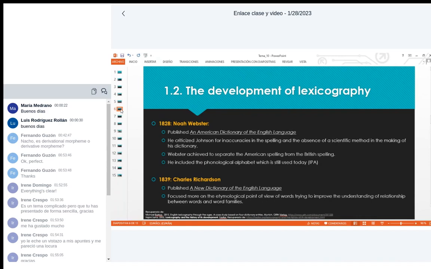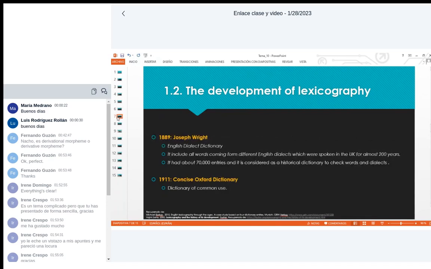By 1839, Thomas Richardson also published a new dictionary of the English language, where he focused more on the etymological point of view of the words. So that's the etymology, that's the word formation, to improve the understanding of the word and the families of words. Again, to explore the lexicon aspect of the language.